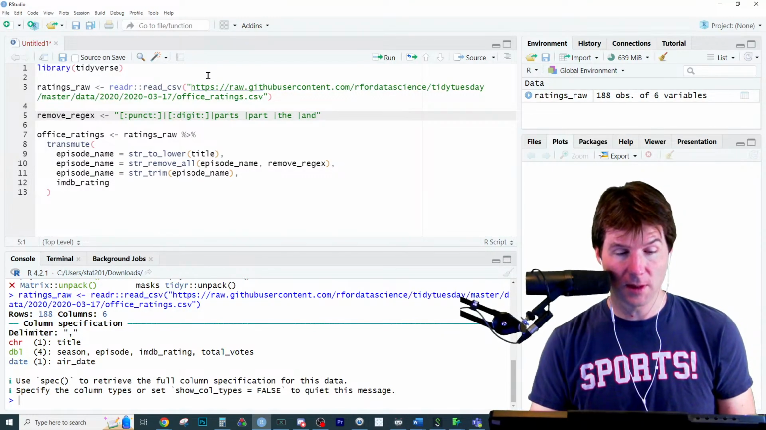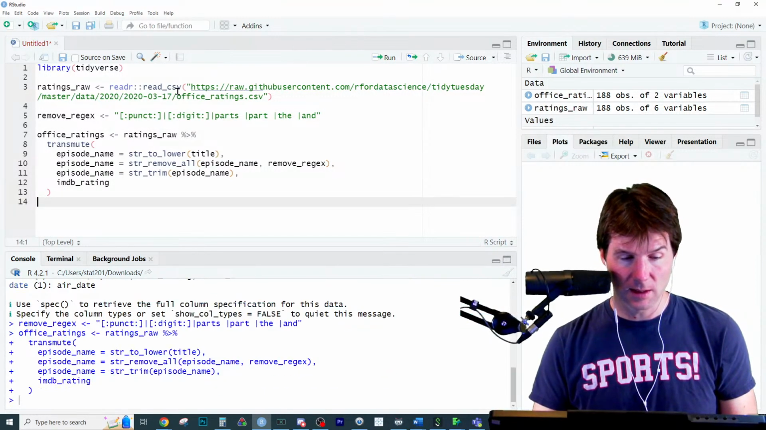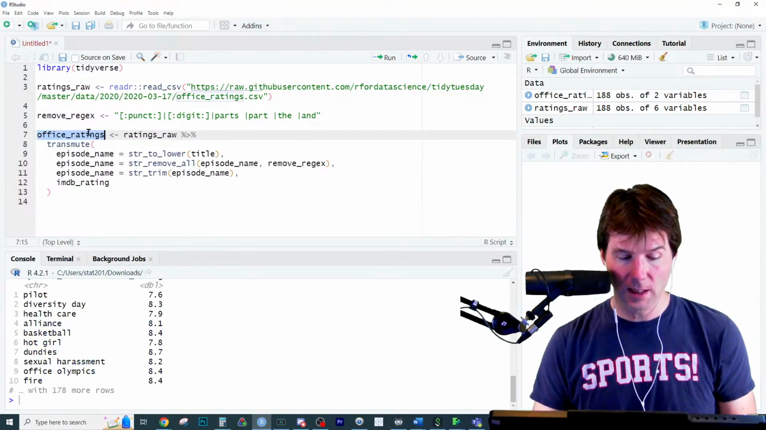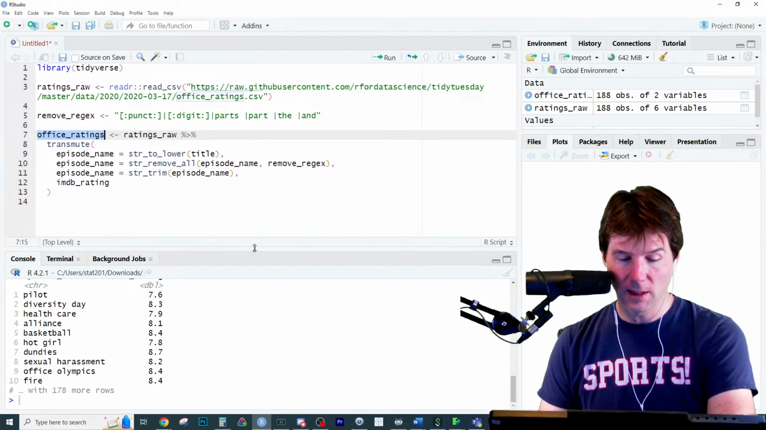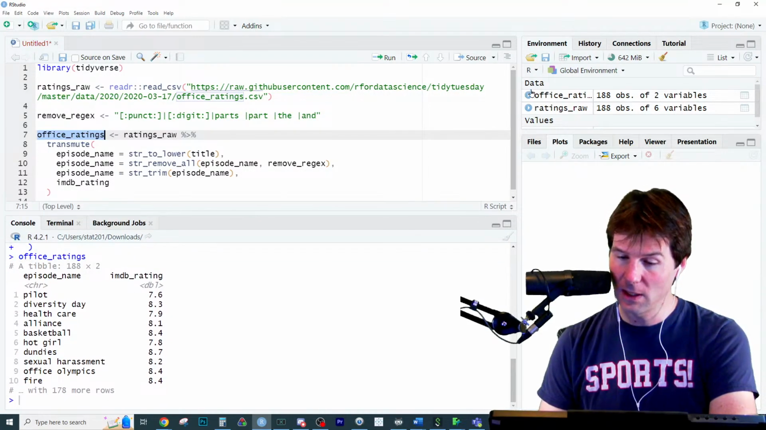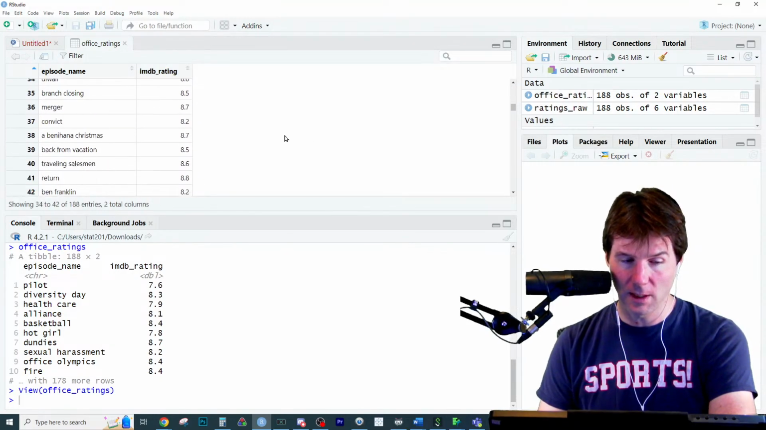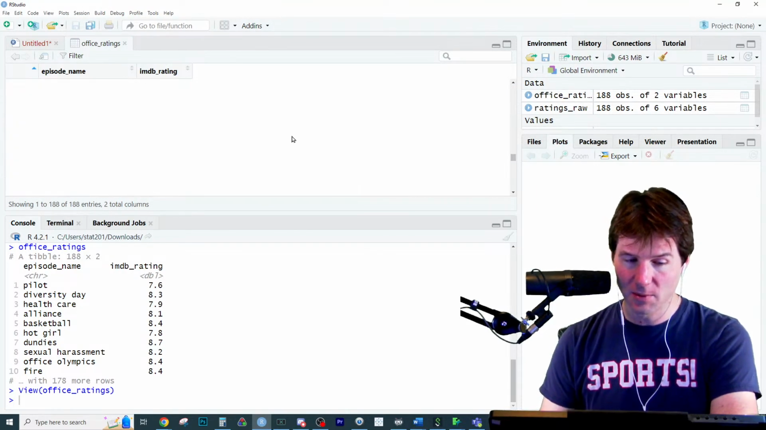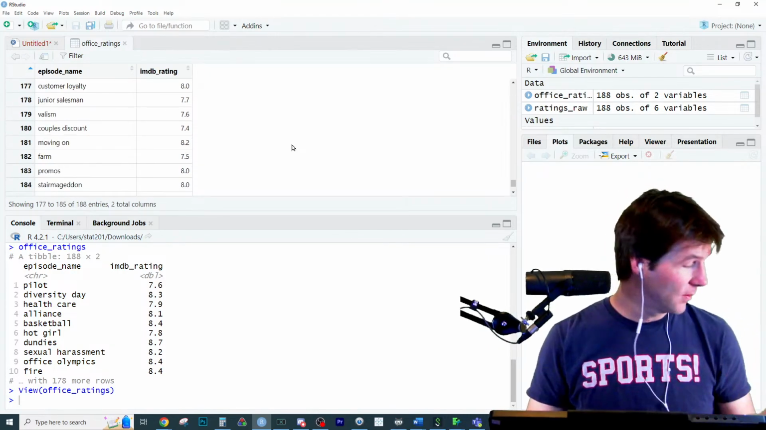We looks to have downloaded them, removing certain things. And let's take a look. And here are the ratings for The Office. Wow, look at that. There's the pilot. It's pretty neat. So it's only showing part of it because it is a tibble, office ratings right there. There you go. Look at that. All the episode names, lots of episodes of The Office. Tons and tons of stuff right there.